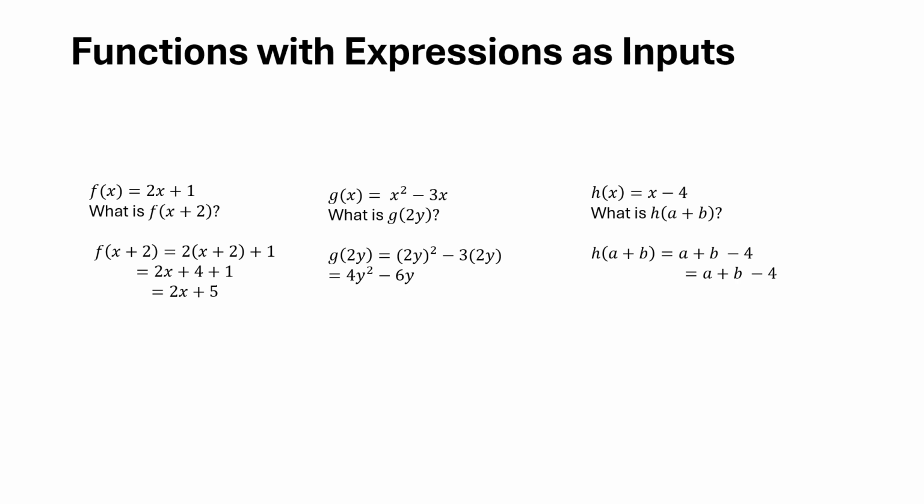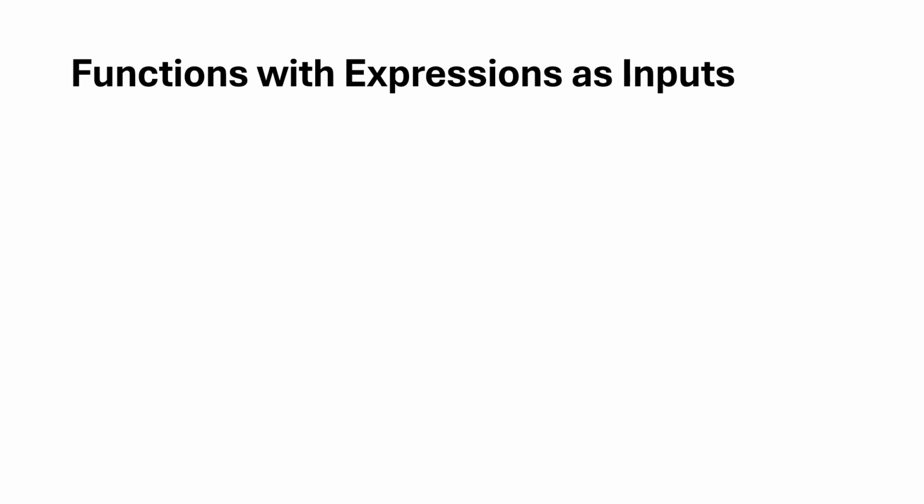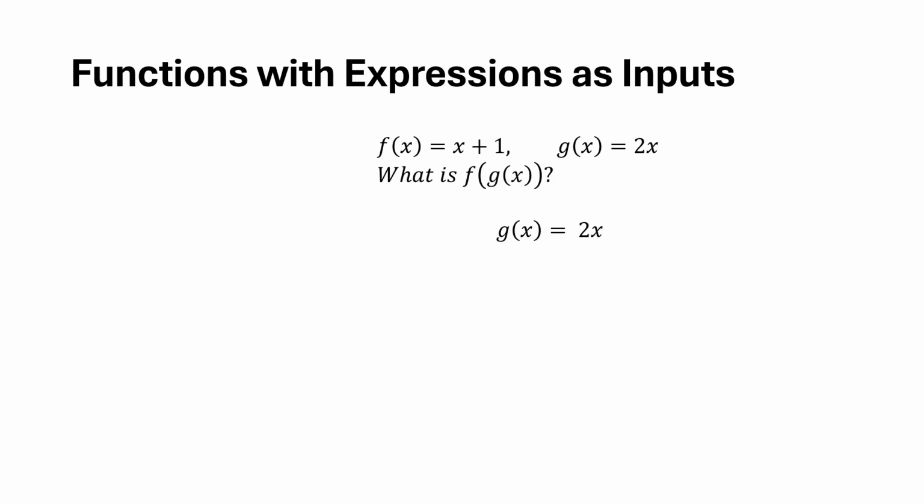Example 4. Composite. Let f of x equals x plus 1 and g of x equals 2x. What is f of g of x? Step 1. Find g of x, 2x. Step 2. Put g of x into f. f of 2x equals 2x plus 1. So, f of g of x equals 2x plus 1.